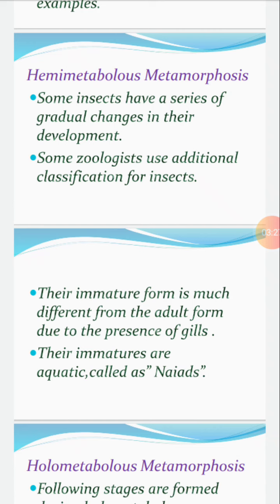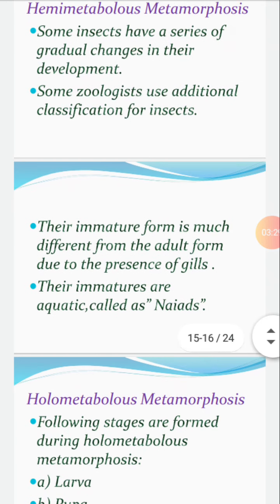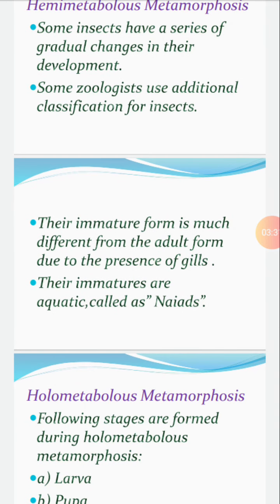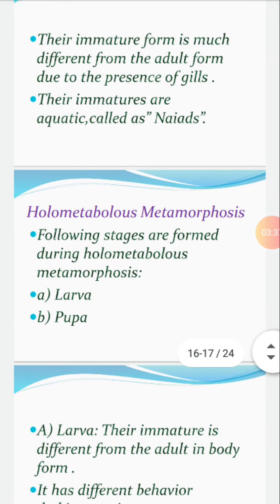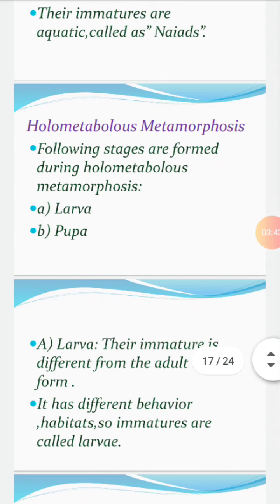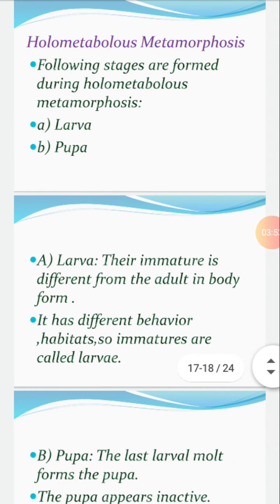Next is Holometabolous metamorphosis. The following stages are formed during this category: larva and pupa. Larva, what is it? Their immature is different from the adult in body form. It has different behavior, habitats, and places to live, and their immatures are called larva.